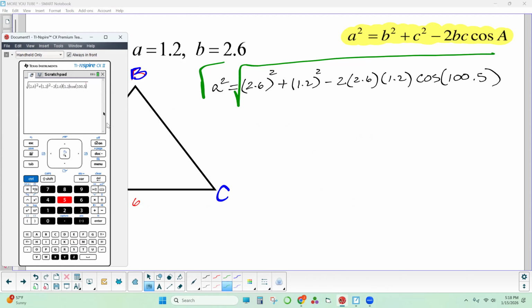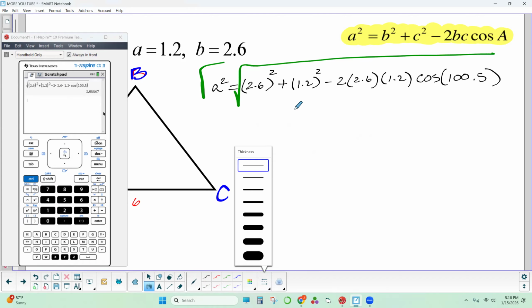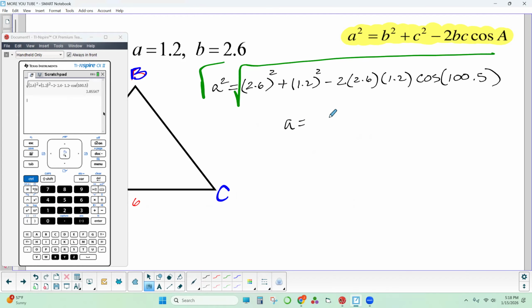Once you're sure that it was all entered correctly, hit enter, and we've got 3.06. We'll round to the nearest hundredth place. So A equals 3.06. All right.